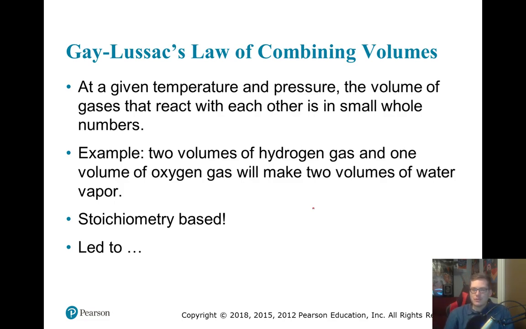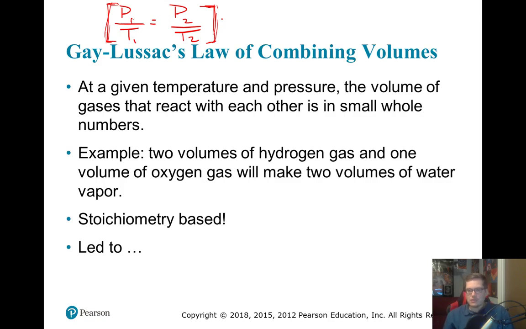Next one here is Gay-Lussac's law of combining volumes. You might have also heard of Gay-Lussac's law as the relationship of pressure and temperature, and it looks very, very similar to Charles' law, right? P1 over T1 equals P2 over T2. This is a slightly different law, but very similar to Charles' law, so the textbook kind of glosses over it. Doesn't really talk about it, but this might be something that you've seen in the past. But this law here is slightly different than this one.